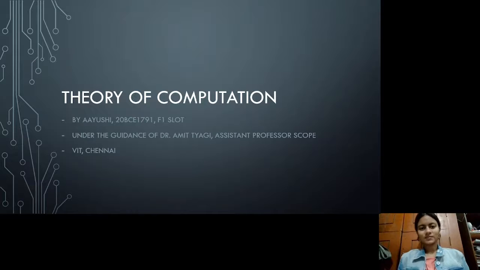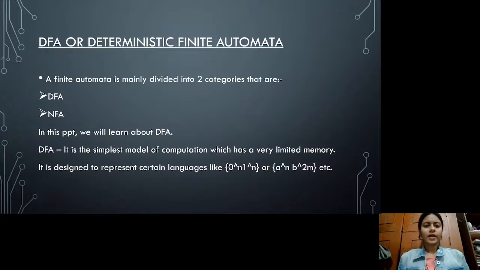So let's start. A finite automata is mainly divided into two categories: DFA or deterministic finite automata, and NFA or non-deterministic finite automata. There are several other categories of finite automata, but the main two are DFA and NFA. But in this particular presentation, we would be only learning about DFA.